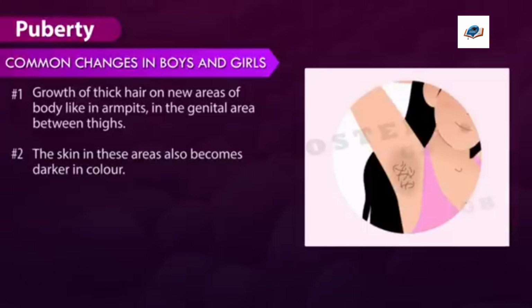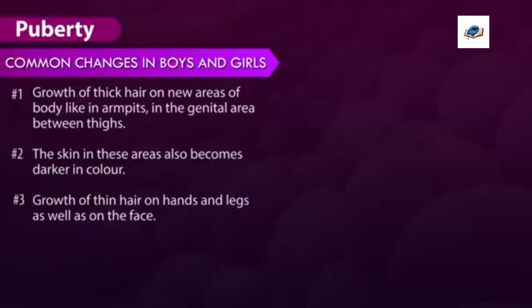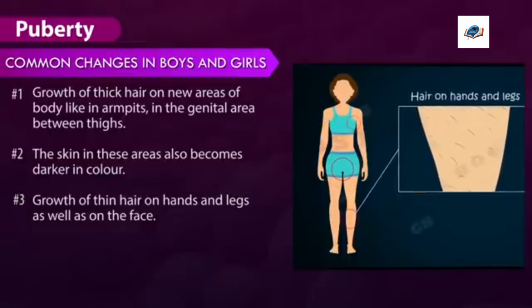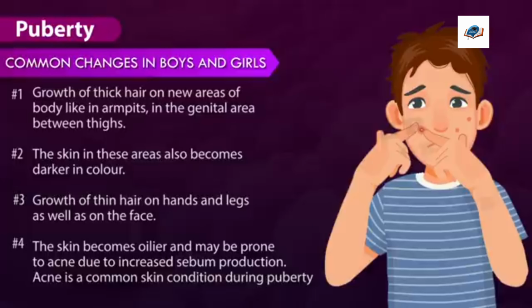2. The skin in these areas becomes darker in color. 3. Growth of thin hair on hands and legs as well as on the face. 4. The skin becomes oilier and may be prone to acne due to increased sebum production. Acne is the common skin condition during puberty.